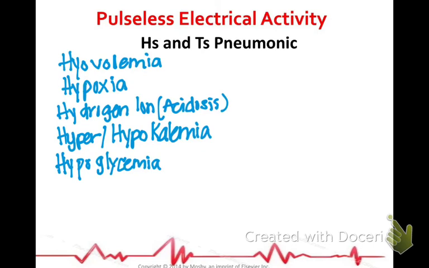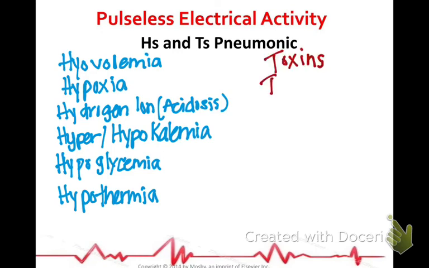You ever been in a code and they said, let's get a blood sugar, let's get a blood sugar? They're trying to figure out what's going on with the patient. Hypothermia. So those are the H's.